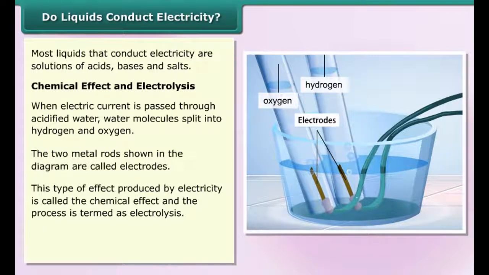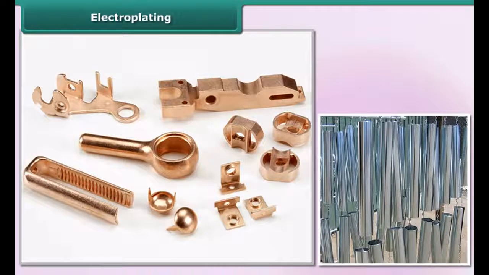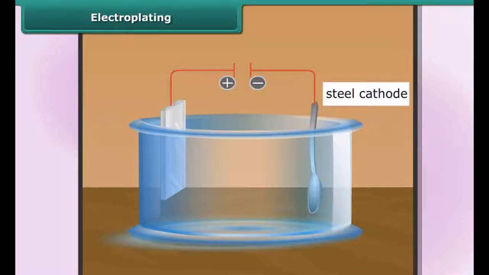Chemical effect and electrolysis. When electric current is passed through acidified water, water molecules split into hydrogen and oxygen. The two metal rods shown in the diagram are called electrodes. This type of effect produced by electricity is called the chemical effect, and the process is termed as electrolysis. Can we use pure water in the place of acidified water?